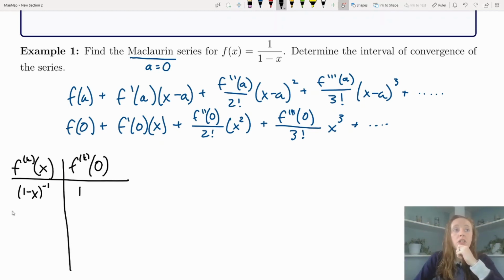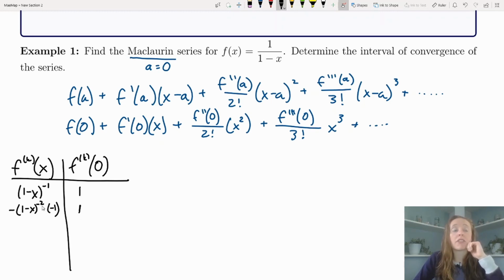Taking the derivative, we get negative 1 minus x to the negative 2. You see how I brought that negative 1 down in front, but remember the chain rule. We also have to multiply by the derivative of the inside, which is going to be multiplying by a negative 1, because the derivative of subtracting x is going to be a negative 1. Negative times negative, positive. 1 minus 0 is 1 to the negative 2. So again, we get a positive 1.